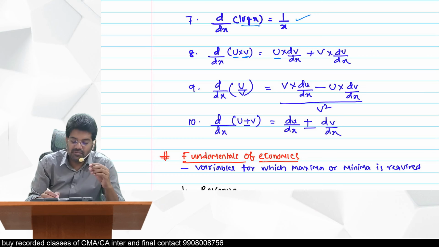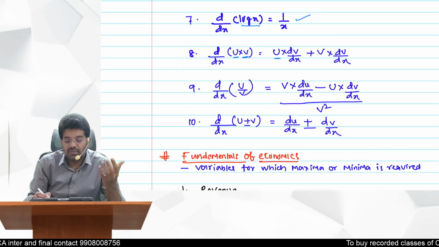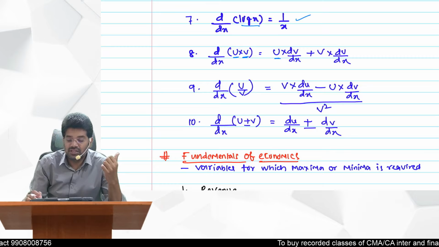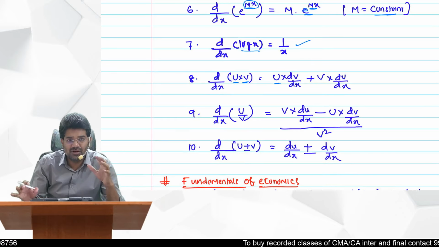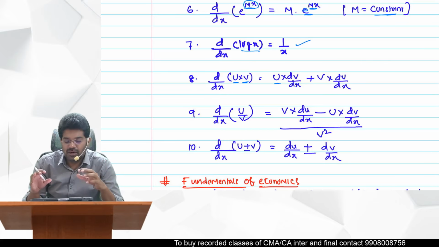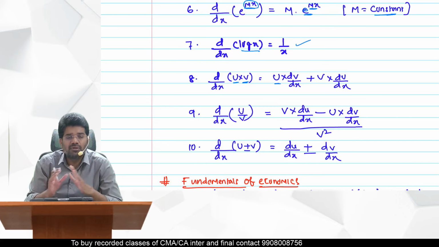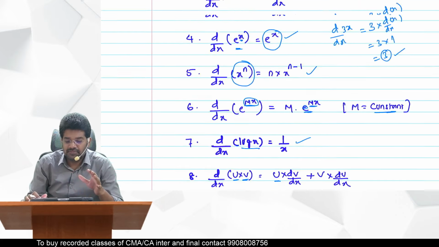Next one is d by dx of u plus or minus v is equal to d by dx of u plus or minus d by dx of v. These are some formulas, not all the formulas, some which are given in your institute material, that is what I have taken here. These formulas will definitely help you to crack the problems, right?